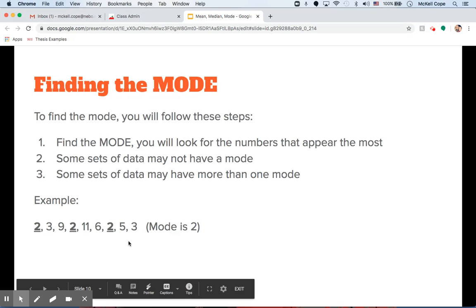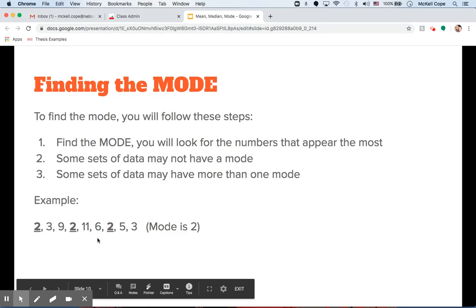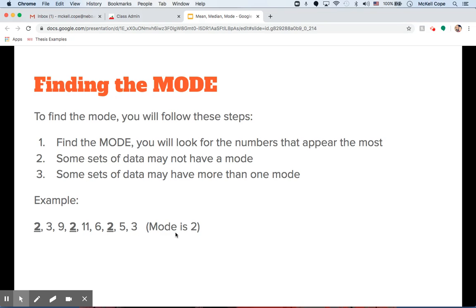So in this case right here, I have a bunch of different numbers and I have 3 that appears a couple times. The other numbers only appear once, but I have the number 2 that appears 3 times. And so that is my mode. Now, the thing about mode is that sometimes maybe there's not one.